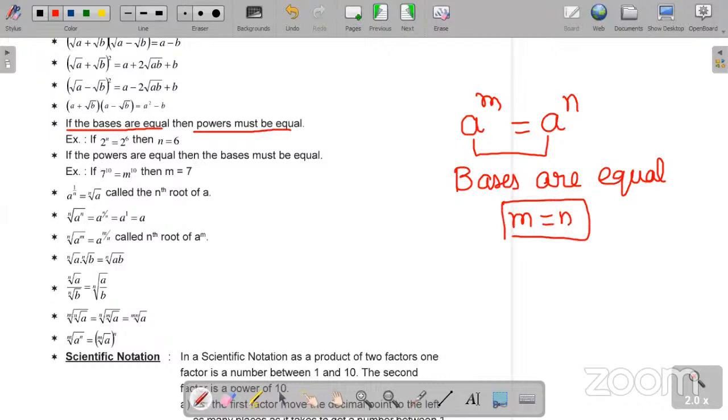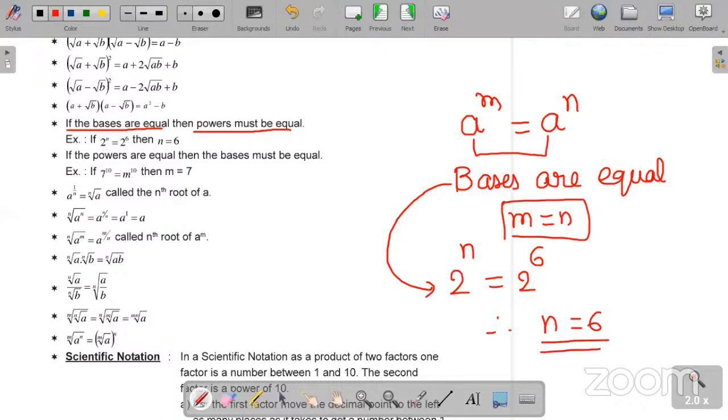Suppose, for example, 2 to the power of n is equal to 2 to the power of 6. Here, same concept, bases are equal. So therefore you can write n is equal to 6. I hope this concept is clear to you. Clear, right?